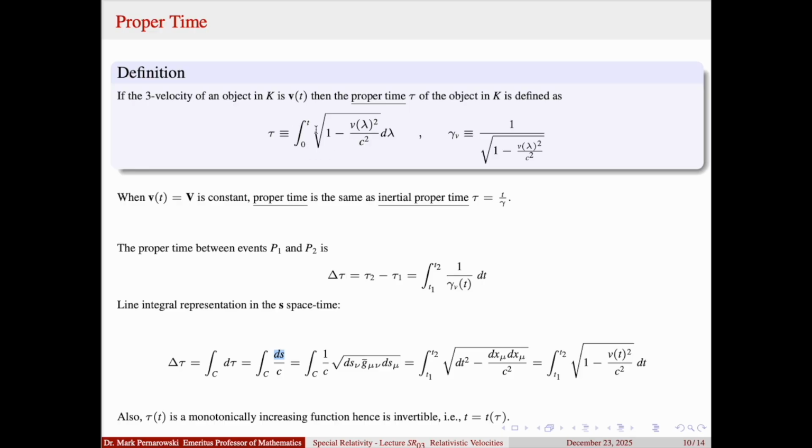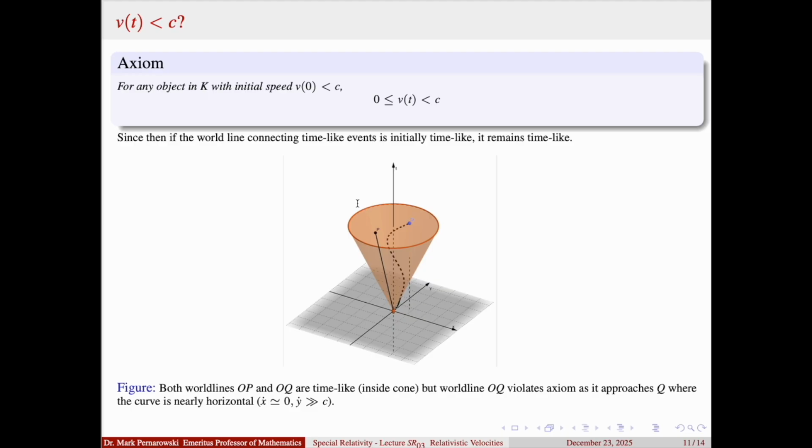I don't have a formula for it unless I know what v is. But because it's a strictly increasing function of t, that means that there's an inverse. That means that if I could do this integral, and I found out what it was for t, I can get a tau. Conversely, if I know what tau is, I could find what t is. All right. So this is an interesting little sidebar.